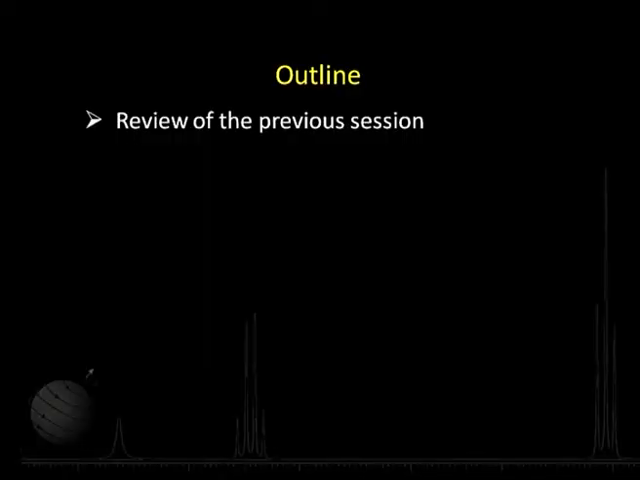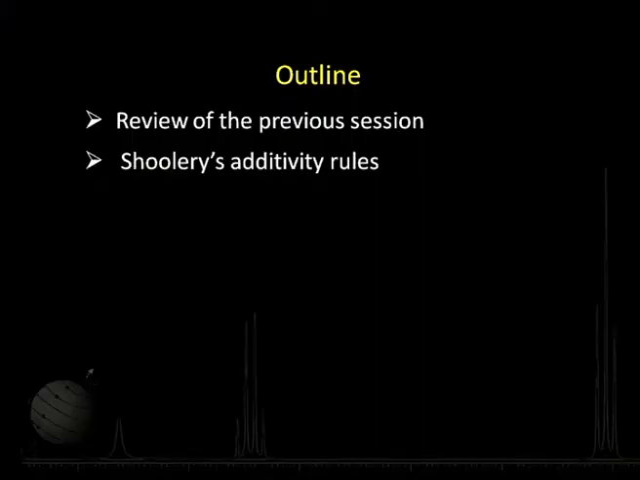The session is planned as follows. To begin with, we will briefly review what we did in the previous session, and then thereafter we will continue with our earlier session, that is the effect of electronegativity on the chemical shifts of protons in the molecules. And in this context, we will talk about Schoolery's additive rules. We will try to see how we use these rules to predict the chemical shift of a given proton.